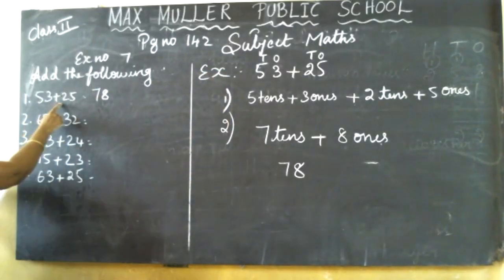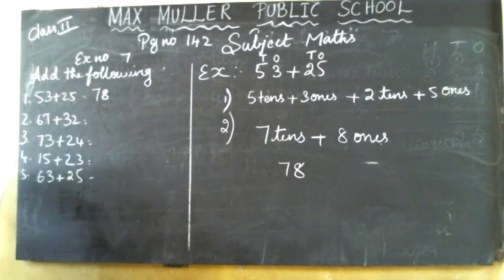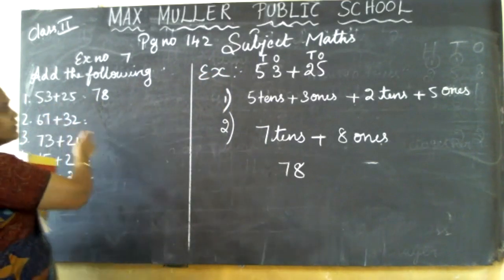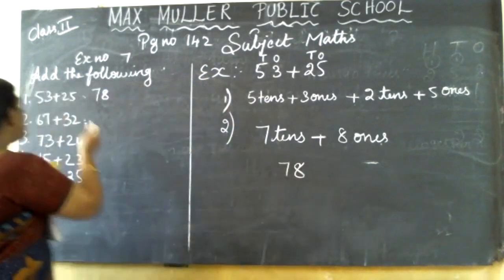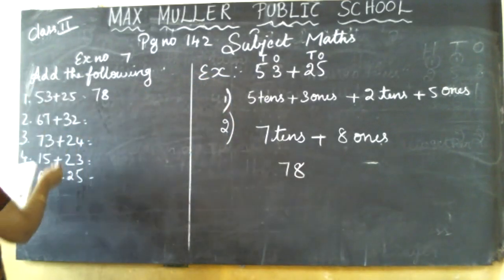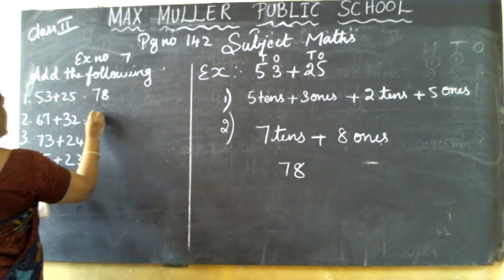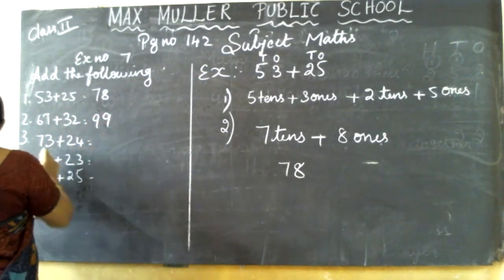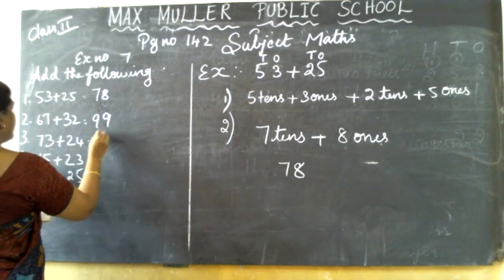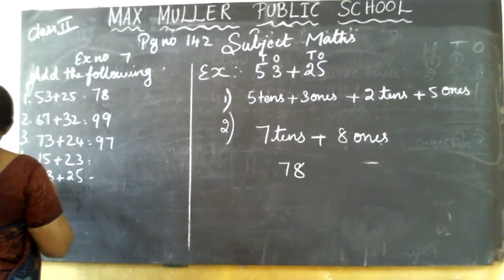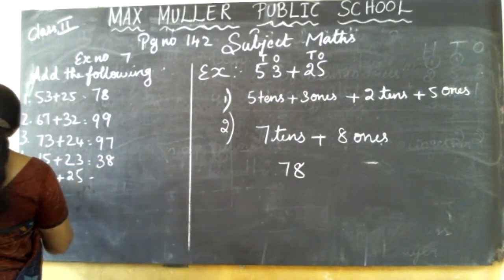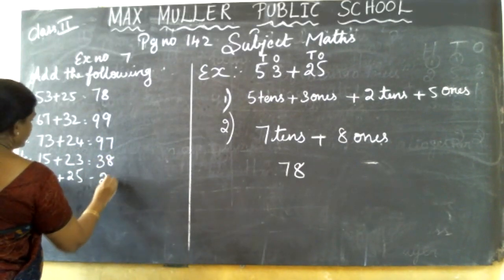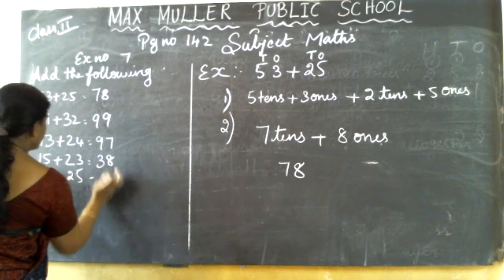See, 53 plus 25, how much? 78. Like that only, 67 plus 32. You want to do the same thing, find the answer and write neatly. 67 plus 32, 99. 73 plus 24, 97. 15 plus 23, 38. 63 plus 25, 88.